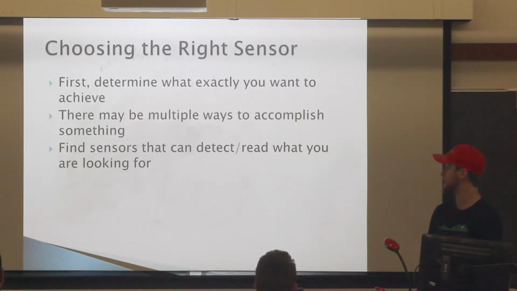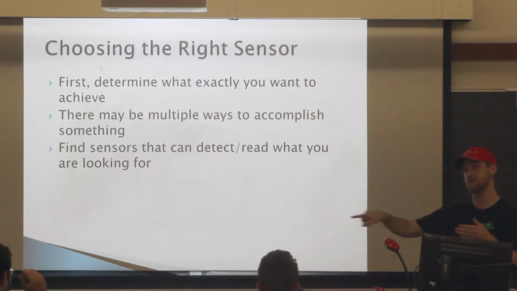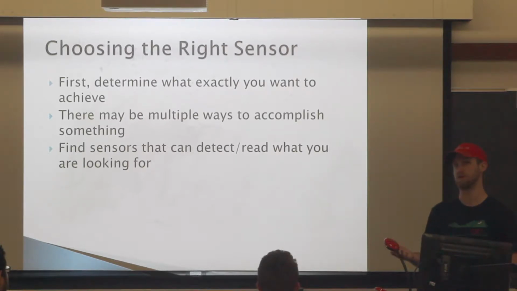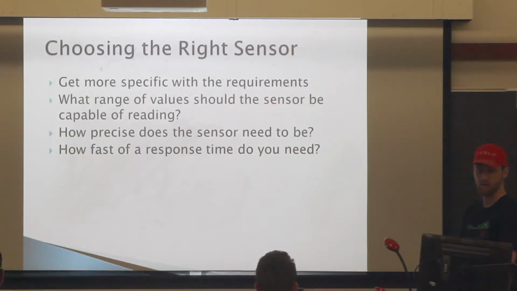So we need to choose the right sensor. So first step, just figure out what you want to achieve. And now there may be multiple ways to do what you want to do. For example, if you're trying to figure out if an object passes a sensor, you might use something that tells distance, and when suddenly distance is shorter, there's something in the way. Or maybe you'll use a color sensor, because maybe the thing passing in front of you is a different color. So there's definitely different options in a lot of scenarios. And so then you want to find a sensor that can do what you want, basically.